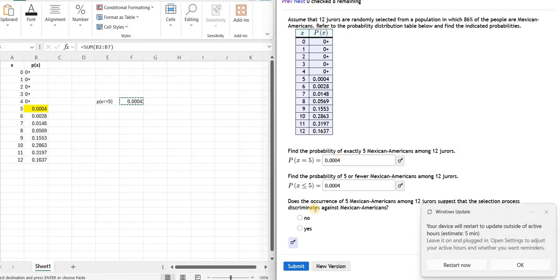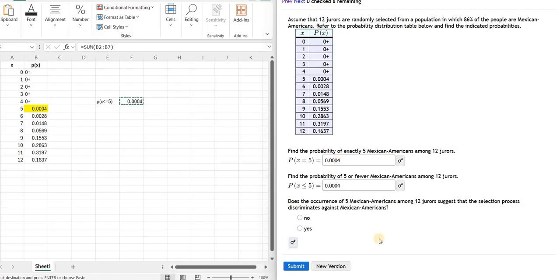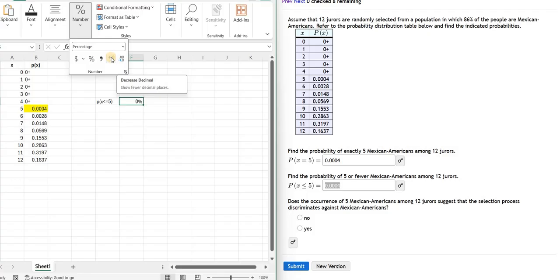So in this case, we notice the probability of selecting 5 Mexican Americans among the 12 jurors is discriminatory because the probability here is less than 5%. If you multiply that number by 100, this is how you find the percentage, or basically you click on the number and then turn it into a percentage by clicking on the number section and clicking on the percentage. So in order to show the first digit here, you see it's less than 5%, it is 0.04%, which is in fact less than 0.1%.